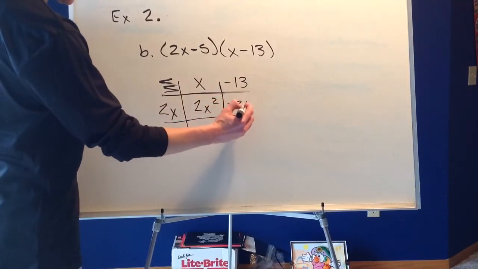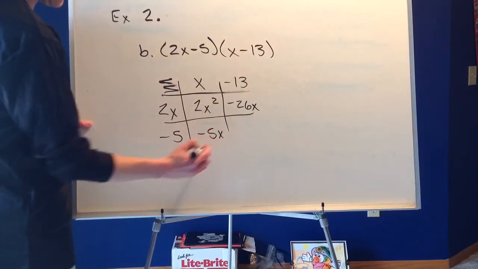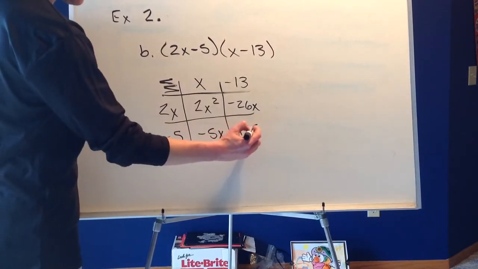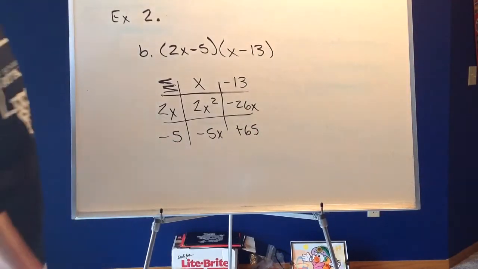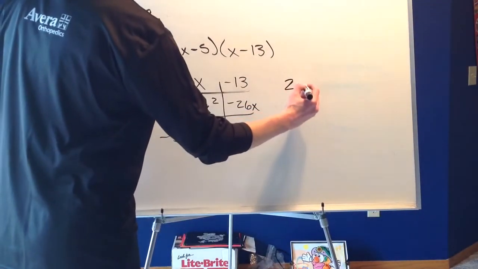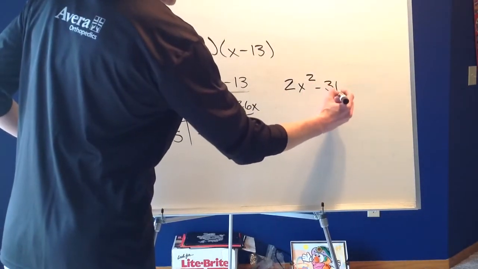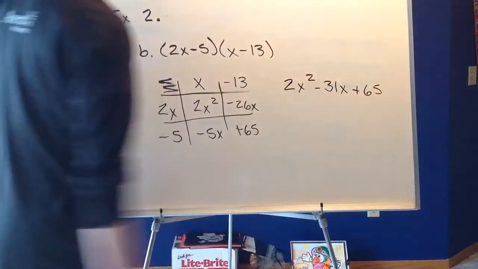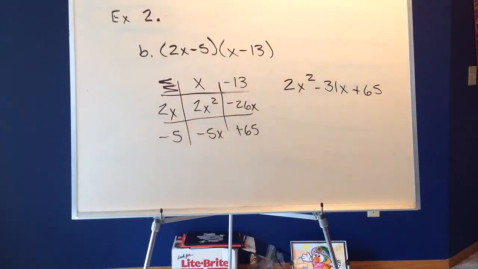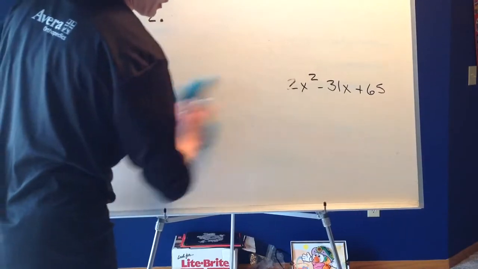This box would be a negative 26x, negative 5x, and positive 65. So again, go ahead and combine those ones, just making sure you get them in the right order. So you'd end up with 2x squared minus 31x plus 65. Okay. And we'll do one more here, and then we'll look at what do I do with a trinomial and a binomial next.